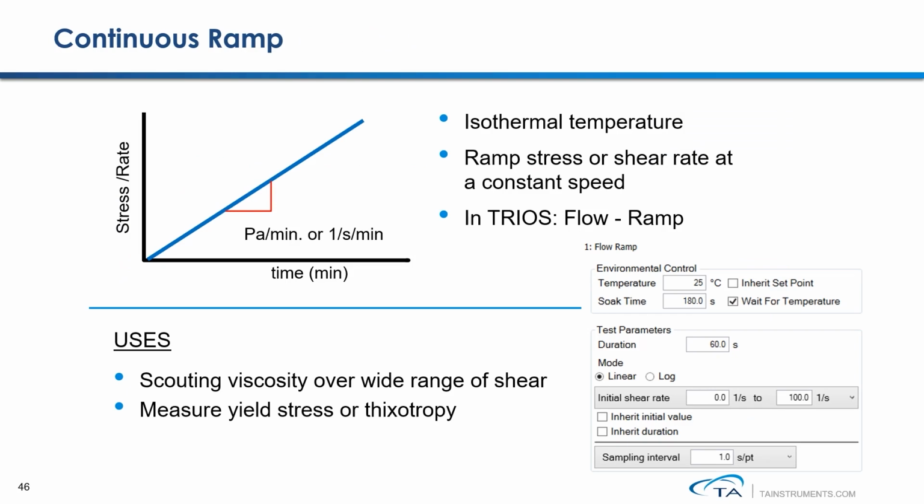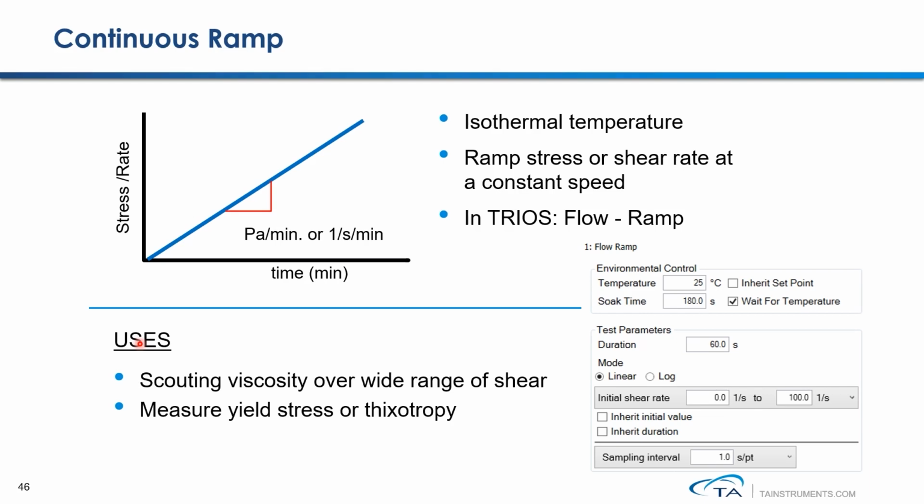The second flow method is a continuous ramp. This is also an isothermal test procedure. You load your sample to the instrument, and then you ramp your geometry shear rate or shear stress from 0 up to a certain value at a constant speed. For example, you load the lotion sample to a parallel plate and ramp shear rate from 0 to 100 reciprocal second in 1 minute. The application of this test procedure is scouting the viscosity of a certain sample under a wide range of shear conditions.